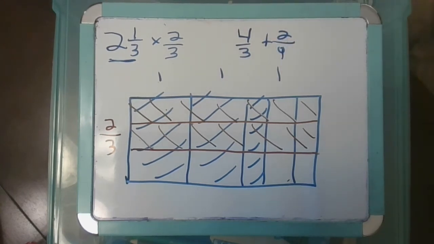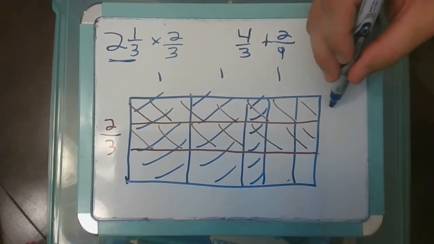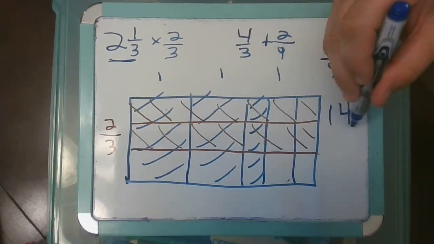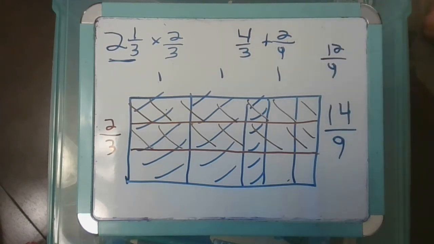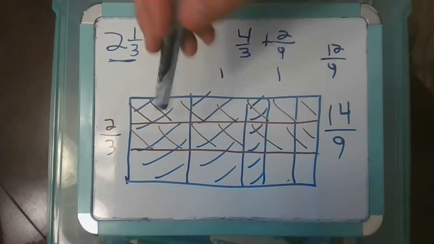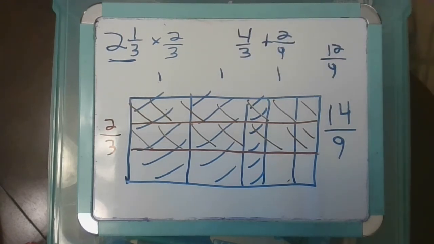Now, when I go to add these together, I can turn this into a mixed number if I want, or I can leave it as is. 4 thirds ends up becoming what? 12 ninths when I change it into an equivalent fraction. So 12 ninths plus the 2 ninths would make 14 ninths. So that's my end answer, unless I need to simplify things down and change it into 1 5/9. But that's how it would work for the area model. I personally don't like it very much because to me it starts getting a little more sloppy when you have those holes in there, but that's up to you.